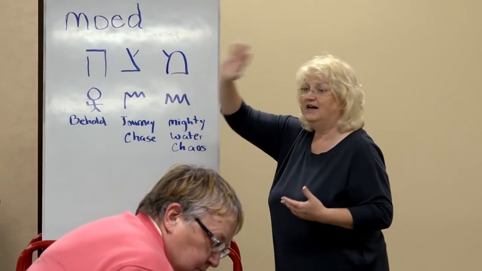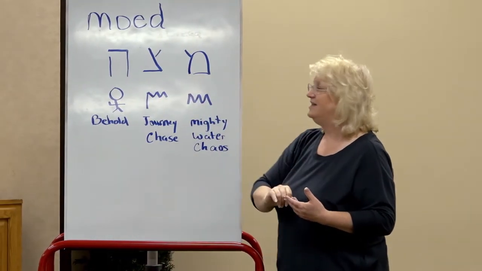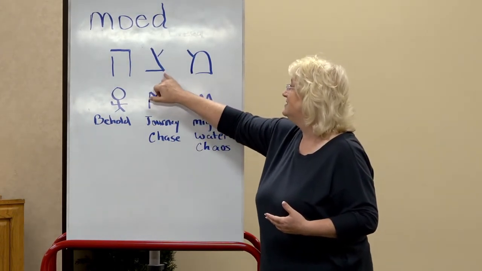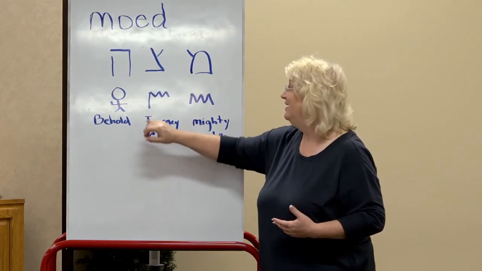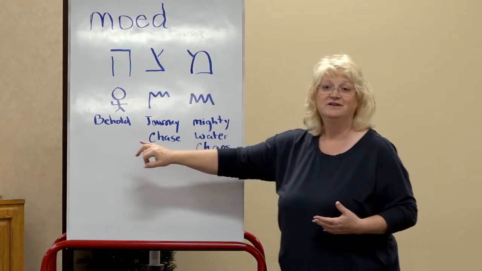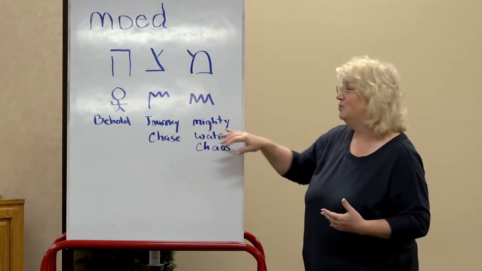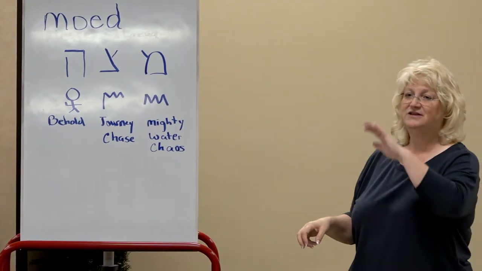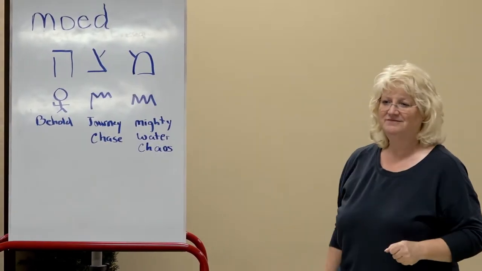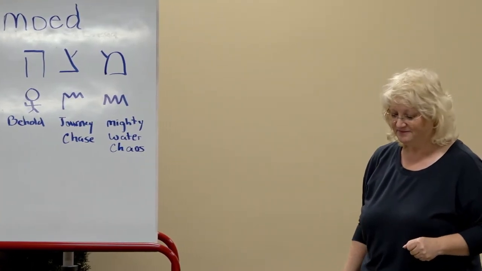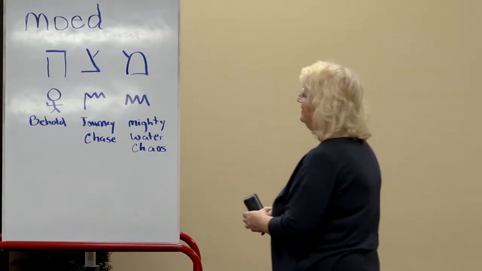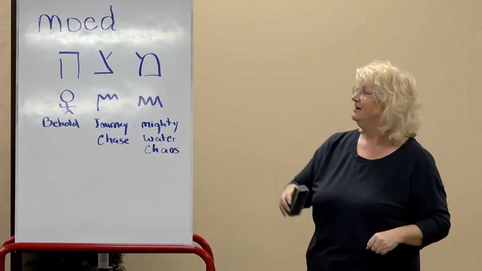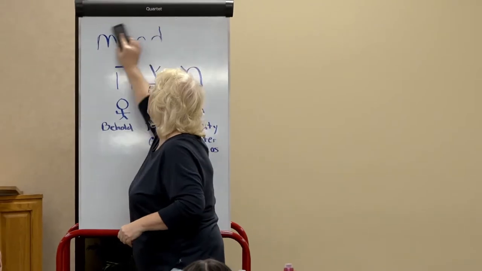So matzah, if you want to break it down into the paleo, the mem is mighty, water, or chaos. The zayin is the journey and the chase. And the hey is behold. So the water chase, the water journey, the mighty journey, you can plug that in there, but it still comes out the same. It describes the journey into the wilderness perfectly. So that's matzah. Any questions? You got the word moed up there, so is it matzah? I didn't take that off, but it's matzah.